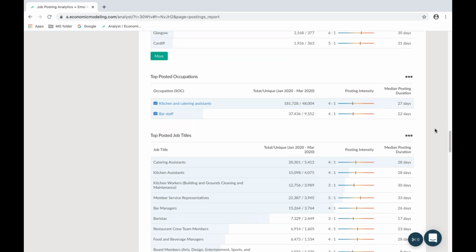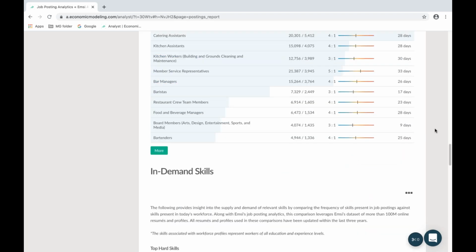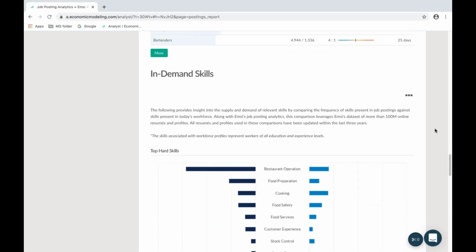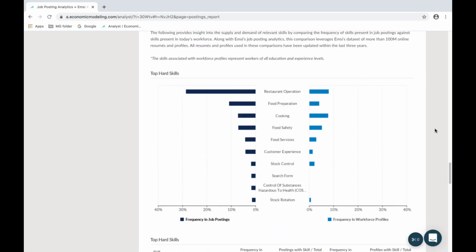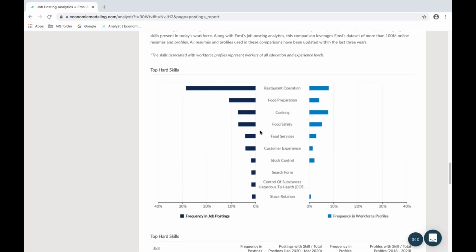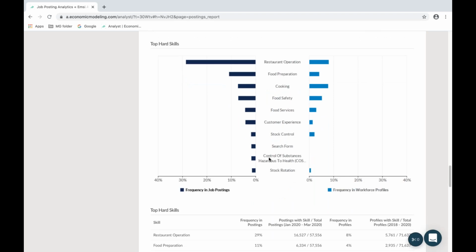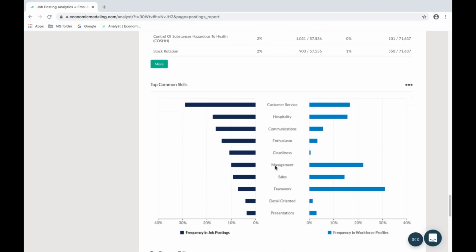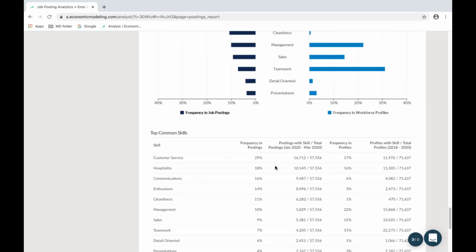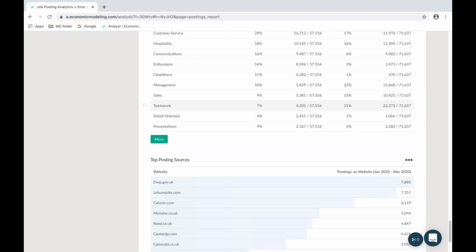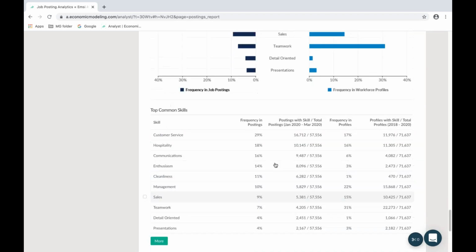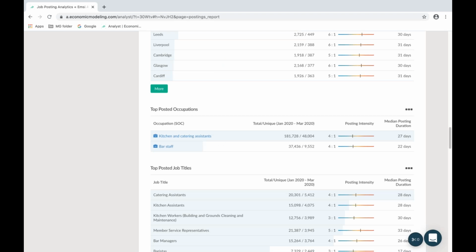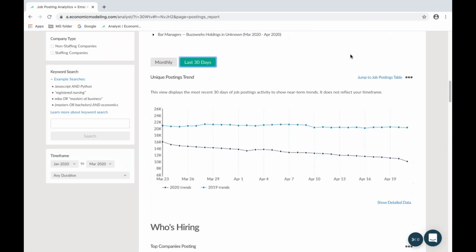And also, importantly, the in-demand skills. So what are the skills that employers are looking for in those particular occupations? Both in terms of the job postings on the left-hand side and the frequency in workforce profiles. Hard skills and common skills as well. So just to break down the table there, plus some information on posting sources. That's basically a summary and overview of the kind of things that are possible. And in terms of recent developments, the ability to look at the last 30 days is something that we've recently added into the Analyst tool.